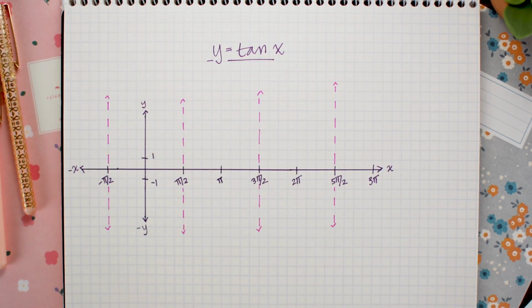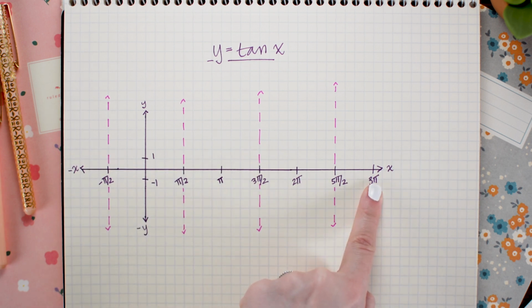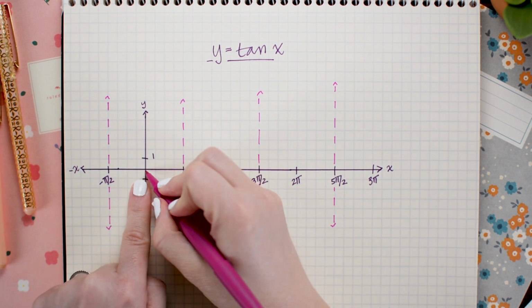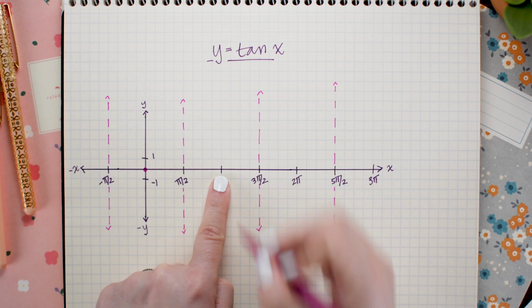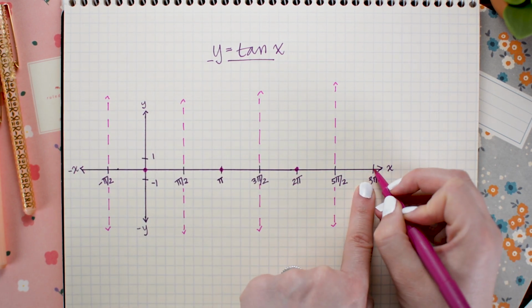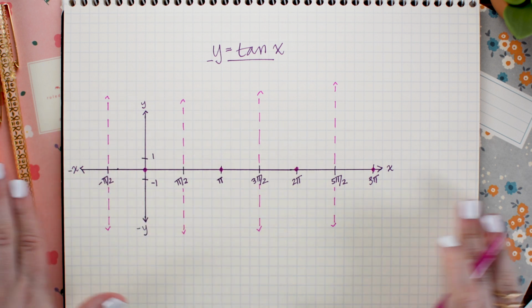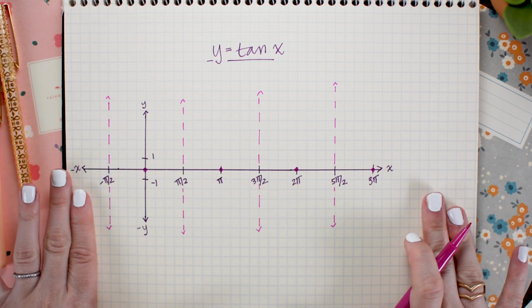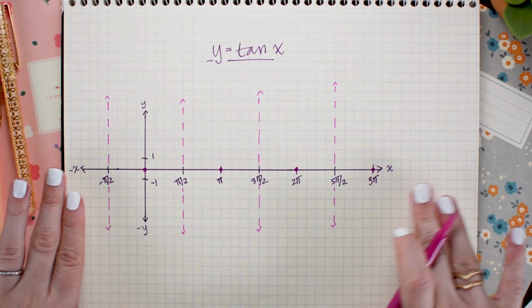All right, so the next thing that we're going to do to graph the tangent function is at each of these pi intervals, I am going to place a point where y equals 0. So there's going to be a point here, here, here and here. And again, these would continue in both the negative x and the positive x direction forever in that pattern.